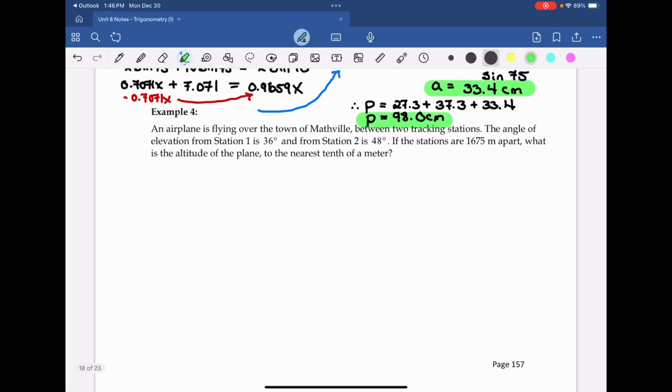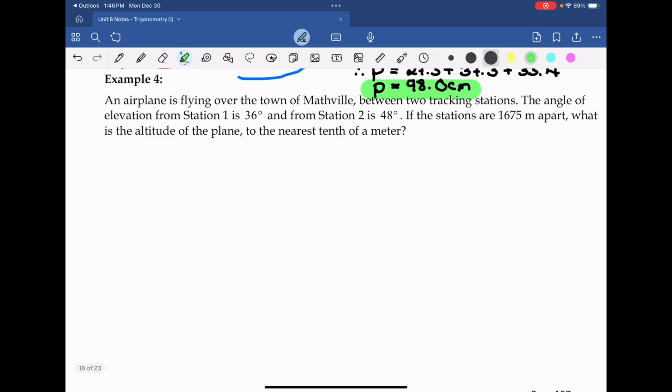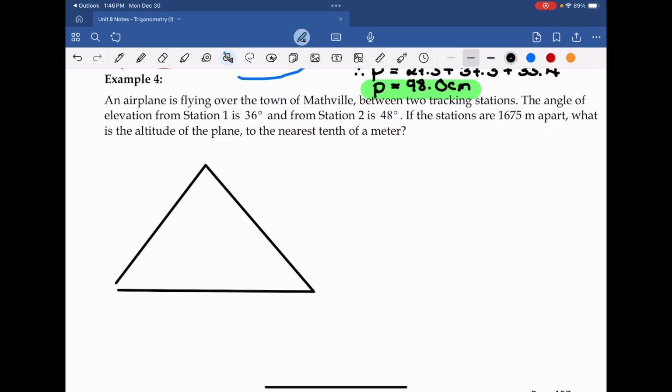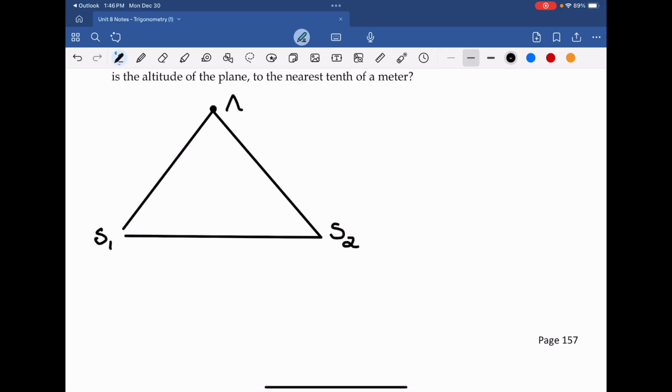Now, let's go to example 4, where we have the following situation. There's an airplane that's flying over the town of Mathville, and between two tracking stations, they measure two different angles from two different stations that are measuring this flight pattern over Mathville here. So station 1, which is on the ground somewhere, let's create a triangle, a non-right angle triangle, just to kind of represent what's going on here. We're going to label the left-hand side as station number 1, or S1. We're then going to label S2 as station number 2, or the vertices over here. And then for our third vertices, I'm going to label this as the airplane up in the air here.